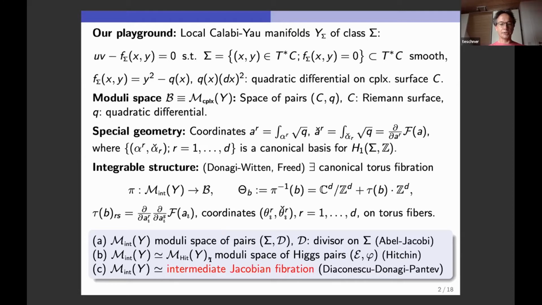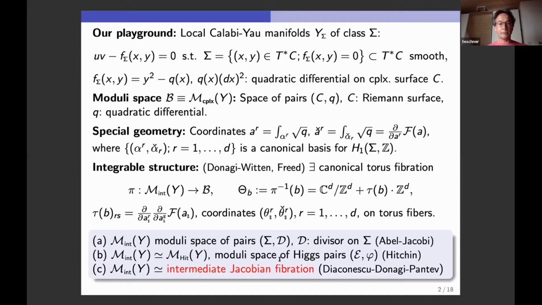This type of geometric object is rather familiar from the theory of Higgs pairs initiated by Nigel Hitchin. So there is an isomorphism, via a famous construction of Nigel Hitchin's, of the moduli space of Higgs pairs, a holomorphic bundle and Higgs field phi, to this moduli space of pairs, sigma and a line bundle on it, or equivalently a divisor on it. I'm of course skipping some details, which in general will be relevant.